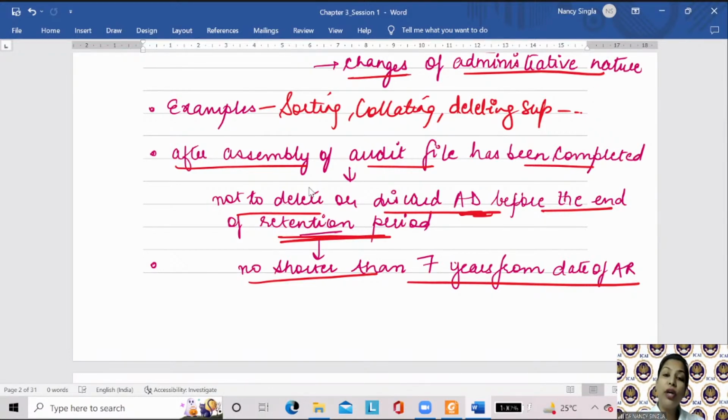See students, what is an audit program? You read in chapter number 2, a series of actions: this is the program, this work will be done, on this date. So it is one of the examples of audit documentation. When the auditor has prepared any audit program, he will document that. Clear? It is one of the types of examples of audit documentation. So is it clear? Assembly of final audit file.